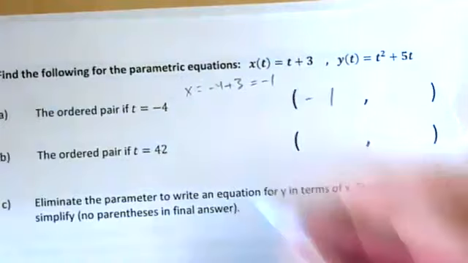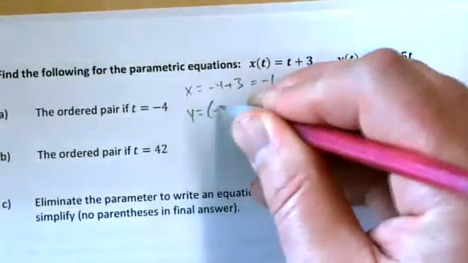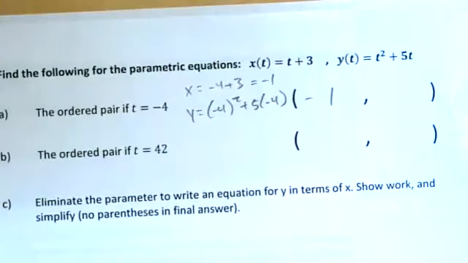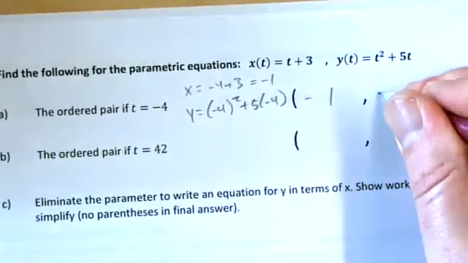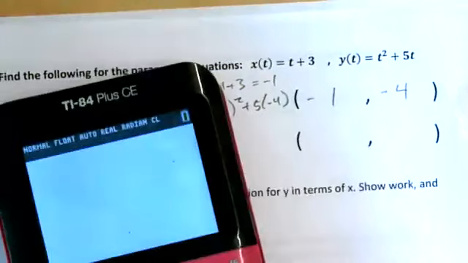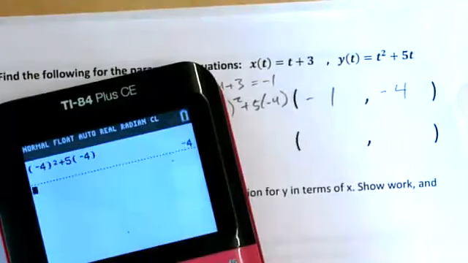And for y, -4 squared plus 5 times -4. So that's 16 minus 20, which should be -4. Just gonna double check in my calculator though. It's been a long day. Yeah, feeling good about that.